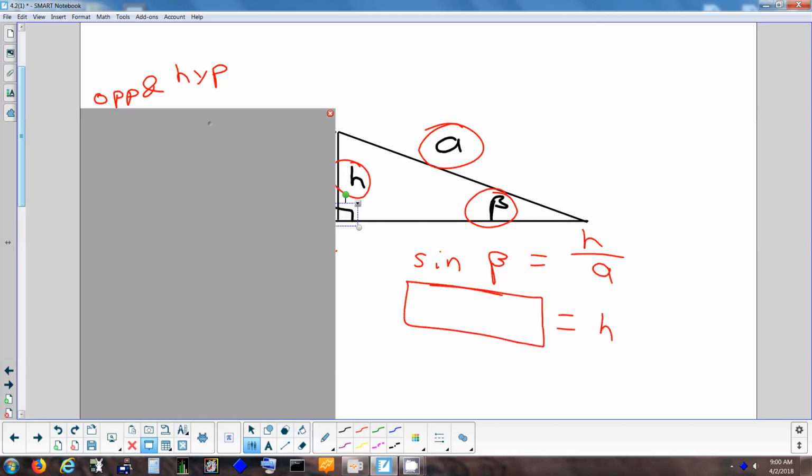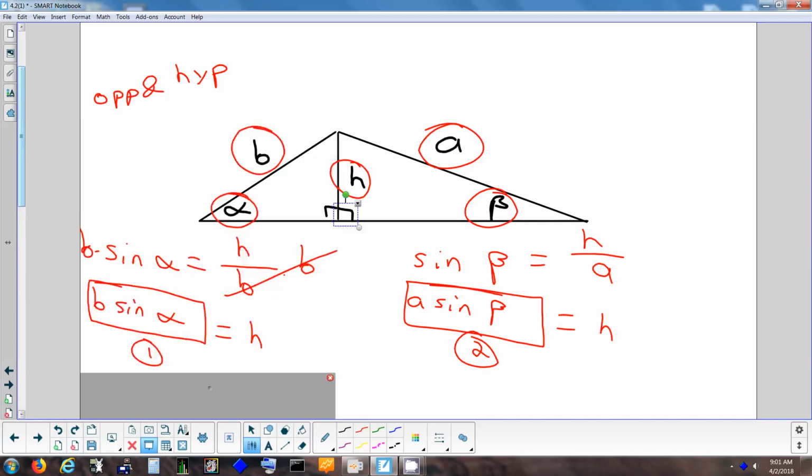I want to do the same thing I did and get H by itself. So Sam, can you tell me what H would equal for the right-hand side? A sine beta. And we just call that box 2. Okay, so now let's look at what we have. Box 1 is a formula that calculates the height. Box 2 is a formula that calculates the height.